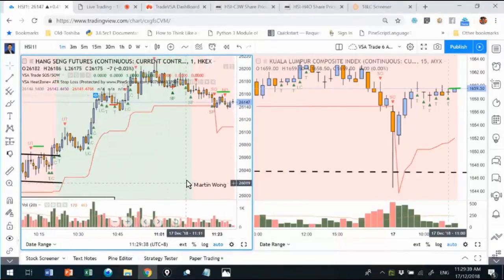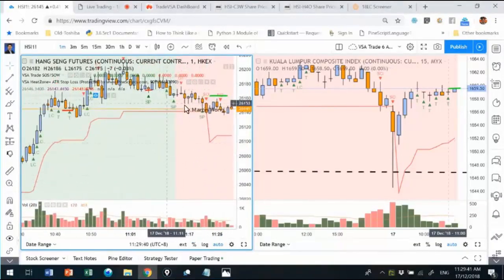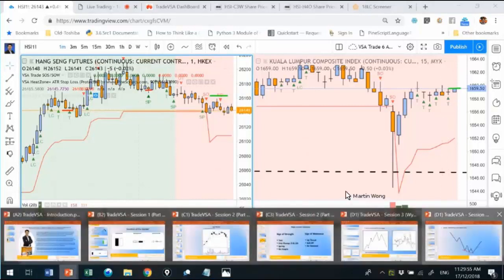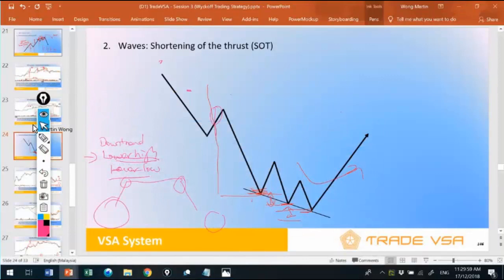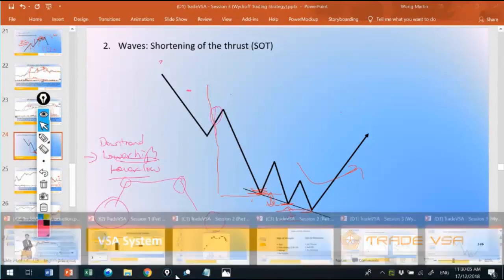Once we do this, we also have to anticipate the shortening of thrust to the downside. Remember, if this thing doesn't break anymore, it's going to break back up. Remember the shortening of thrust of the downside. Go this way. We have to remember whenever you do this, this is the one. Shortening to the downside, it's going to turn back up anytime.